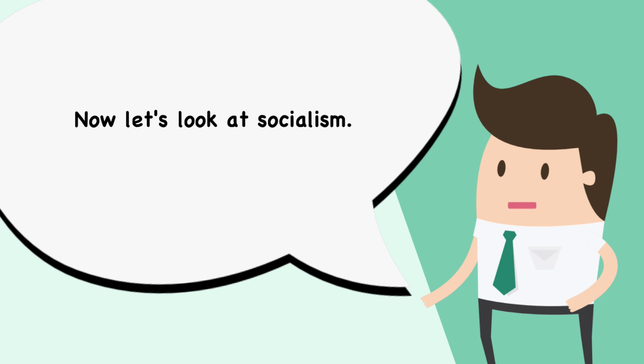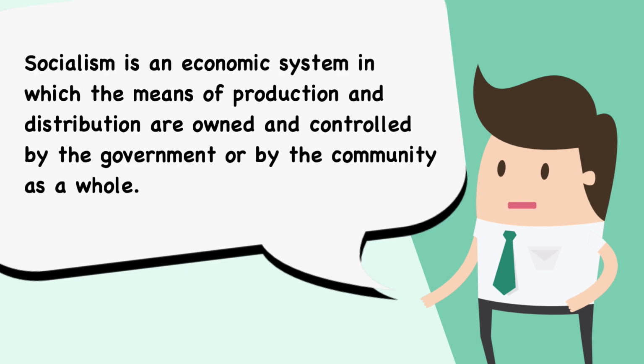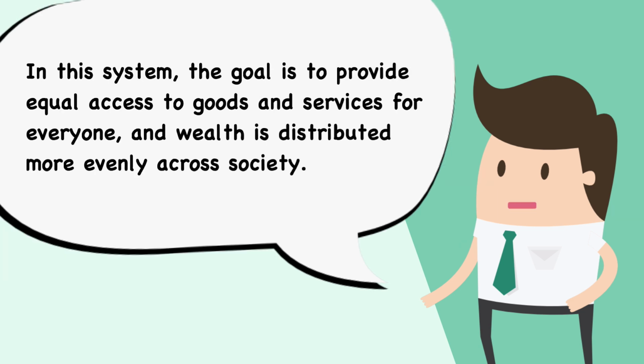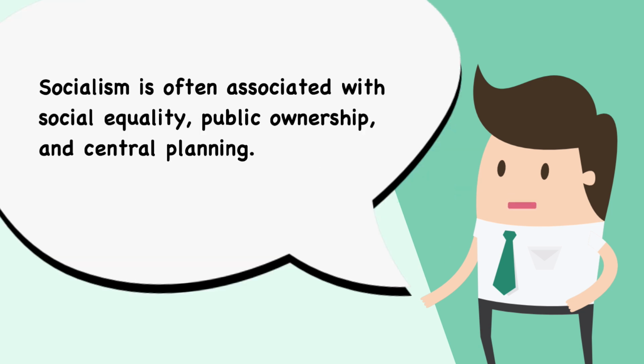Now let's look at socialism. Socialism is an economic system in which the means of production and distribution are owned and controlled by the government or by the community as a whole. In this system, the goal is to provide equal access to goods and services for everyone, and wealth is distributed more evenly across society. Socialism is often equated with social equality, public ownership, and central planning.